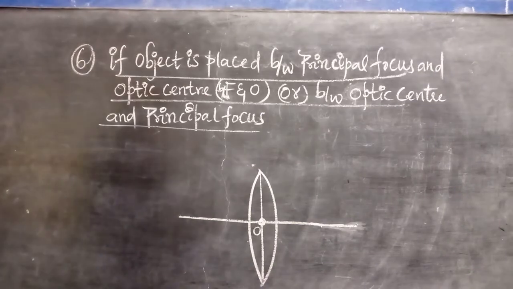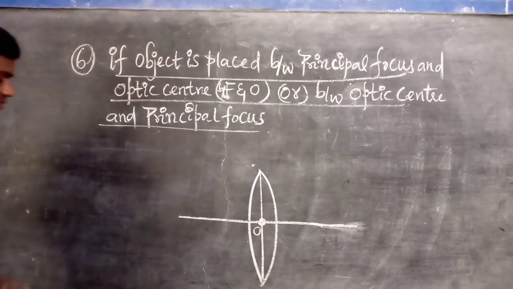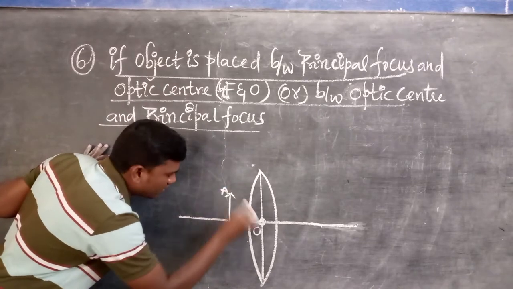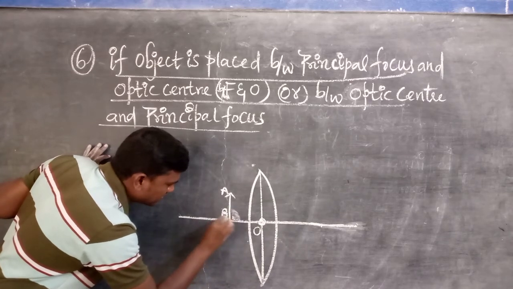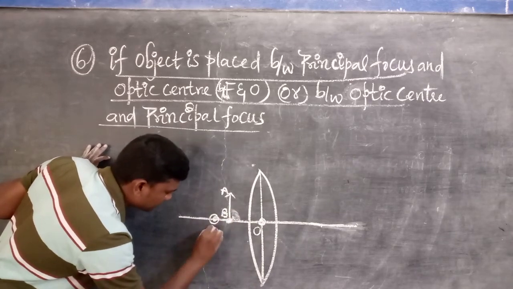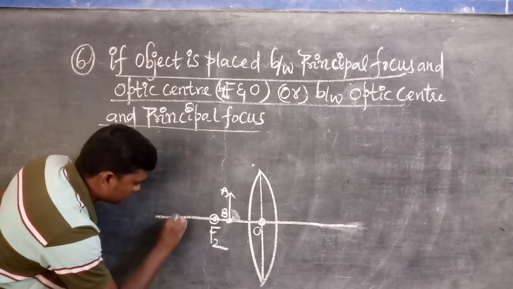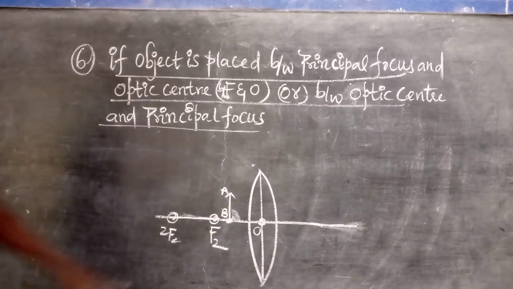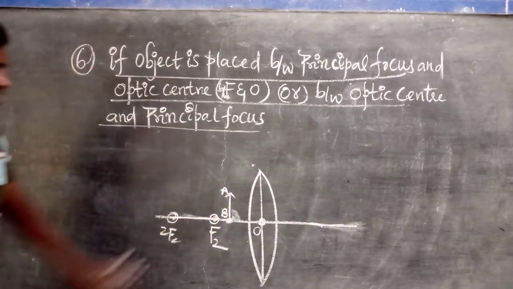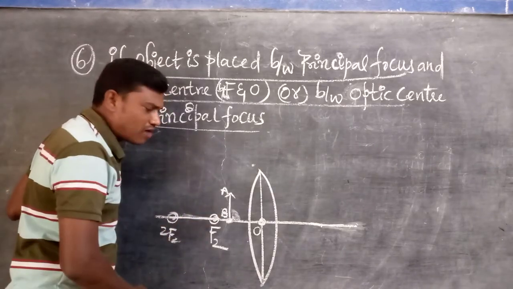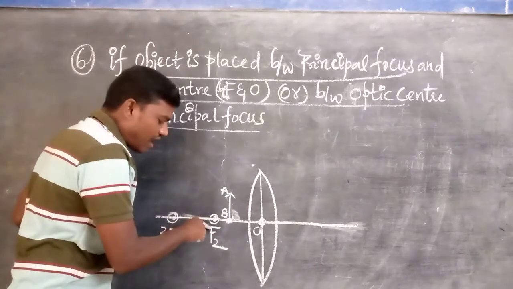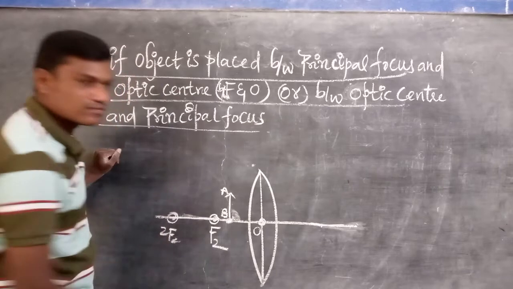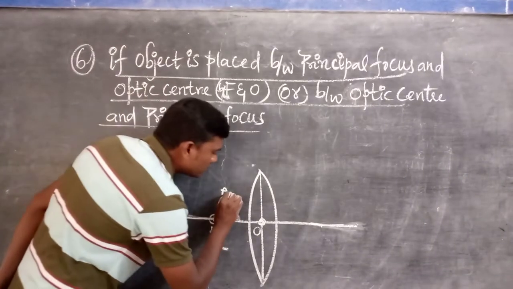Position of the object. Optic center, AB. AB is the position of the object. Principal focus, center of curvature. Here you are observing that AB is the position of the object. The object is placed between the principal focus and optic center, or optic center and principal focus. Now from this, we can draw two rays.